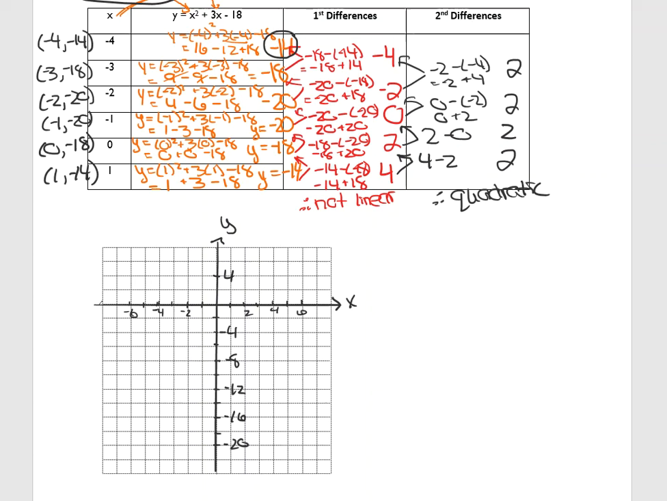Now let's put the points on. My first point is -4, -14. So that's always starting at the origin, to the left 4 and down 14. Right there. My next coordinate is -3, so I'm going to the left 3 and then I'm going down 18. -2 and -20. -1 and -20. And 1 and -14.